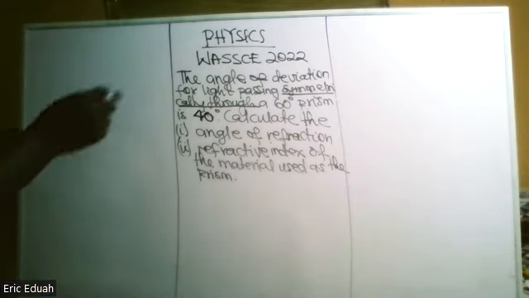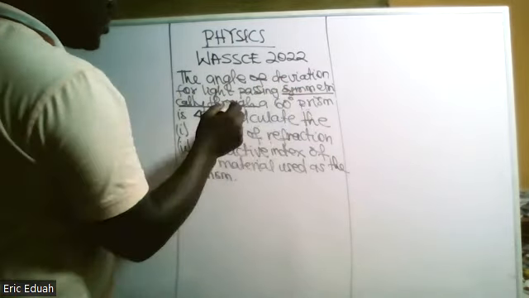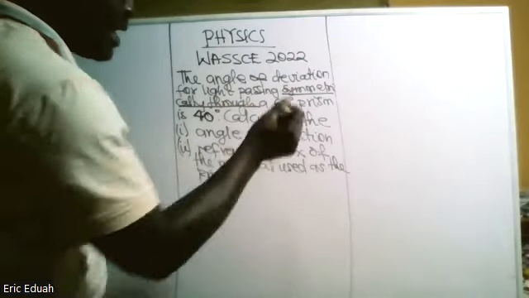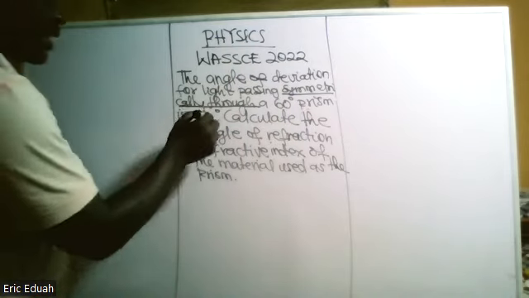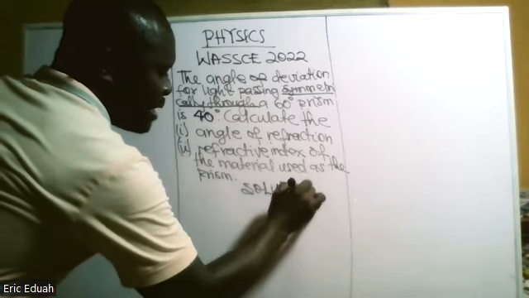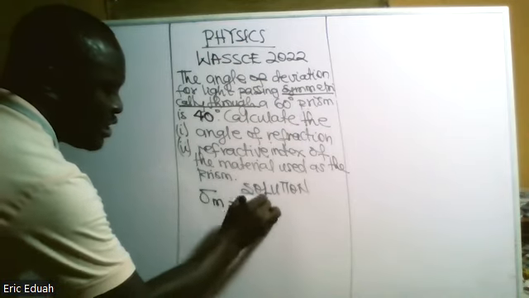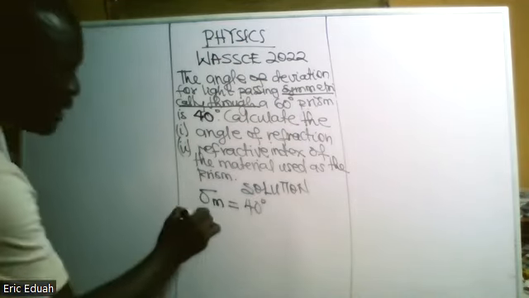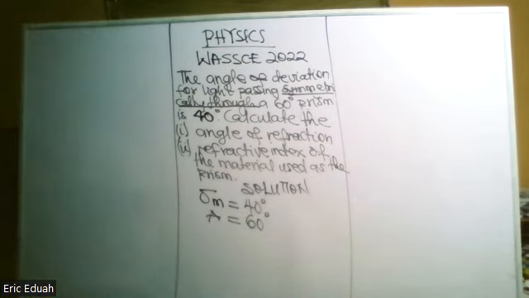So the angle of deviation for light passing symmetrically through a 60 degrees prism, meaning the angle of the prism is 60 degrees, is 40 degrees. So with the statement, it means that the minimum deviation sigma m is equal to 40 degrees. Then the angle of the prism A is equal to 60 degrees. Please, are we okay?